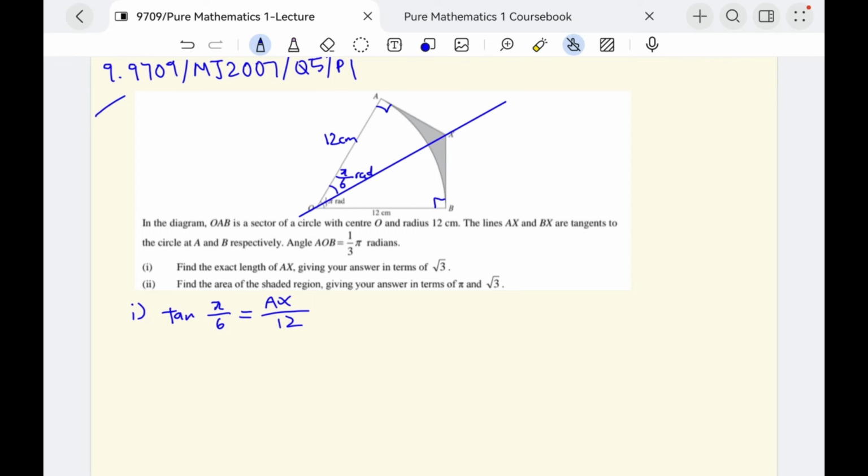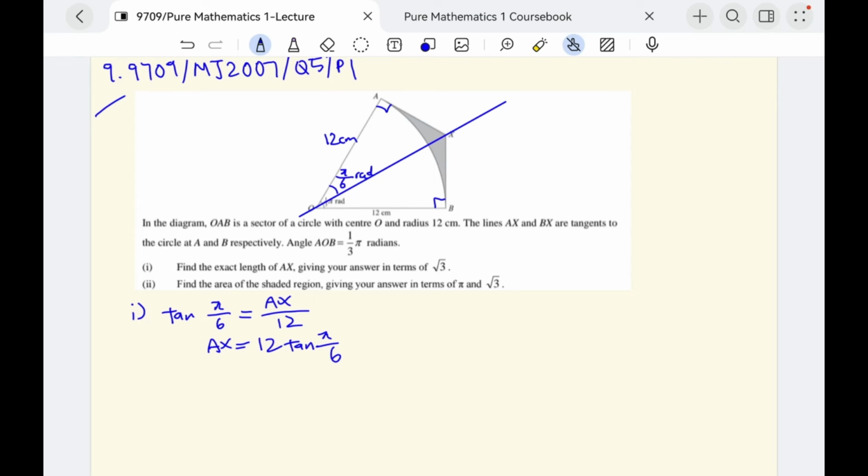Alright, it is better for you to memorize all the exact values for certain degrees. This one I will cover with you in the next chapter. But the next video is not entering the next chapter, because the next video is for the solutions for the exercise for each chapter. Okay, so to find your AX, it is 12 times tangent pi over 6.